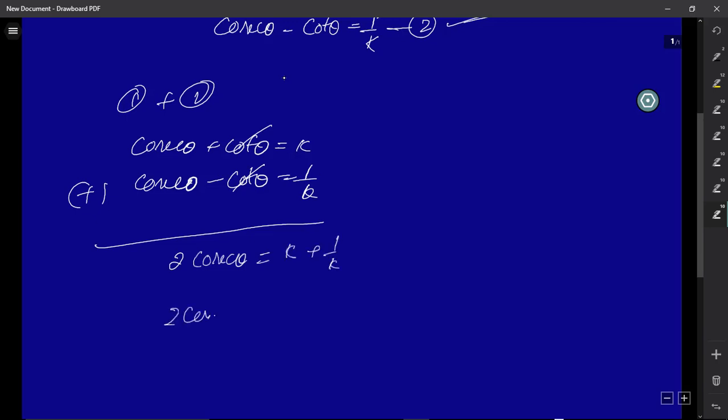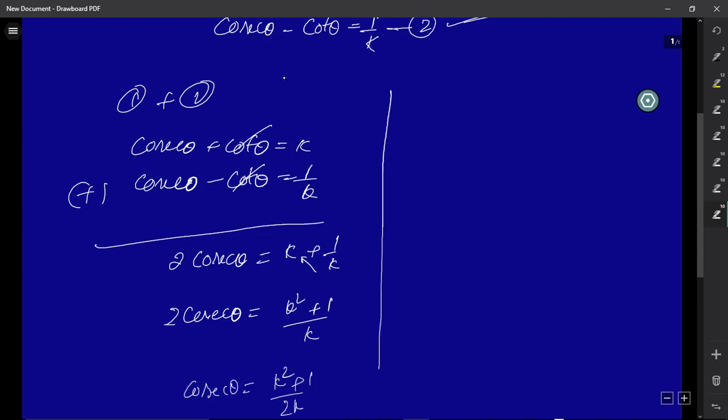So 2 cosecant theta is k plus 1 by k. How do I add this k and 1 by k? I can just multiply it this way, right? k into k is what? k square plus 1 as it is by k. Cosecant theta, oh my goodness, let me just try to write it a bit slow here. 2 cosecant theta is k square plus 1 by k. 2 is multiplying, so 2 will divide on the right hand side. So I end up getting cosecant theta is equal to k square plus 1 by 2k.